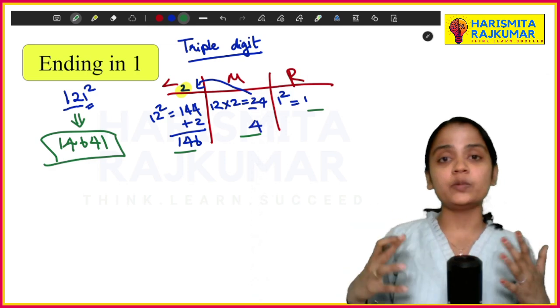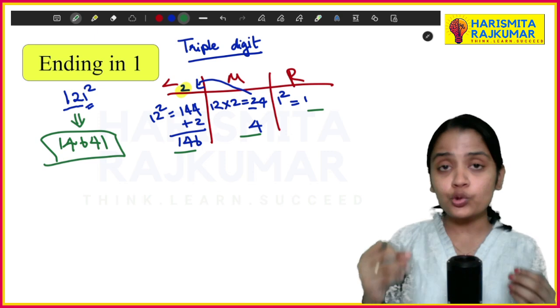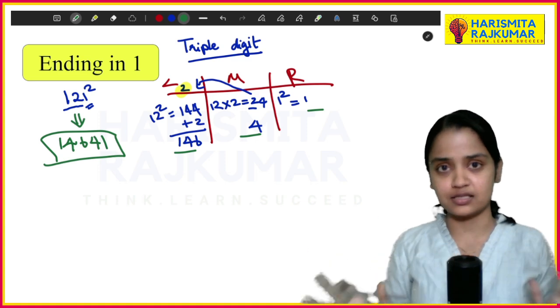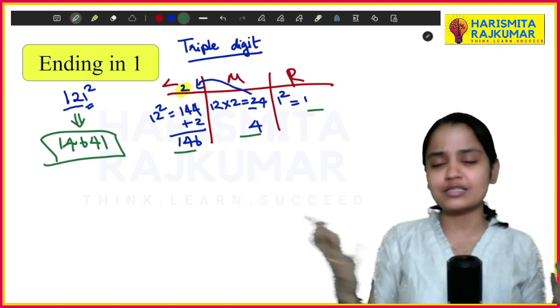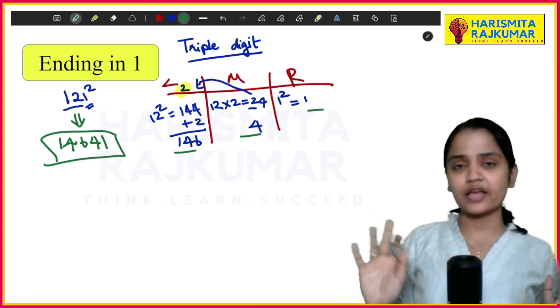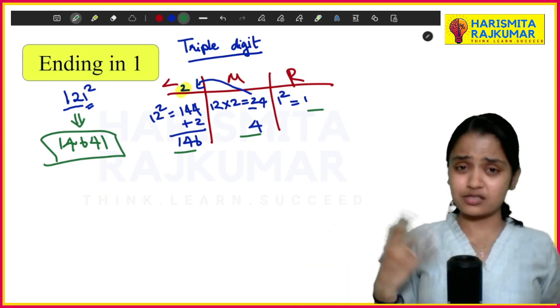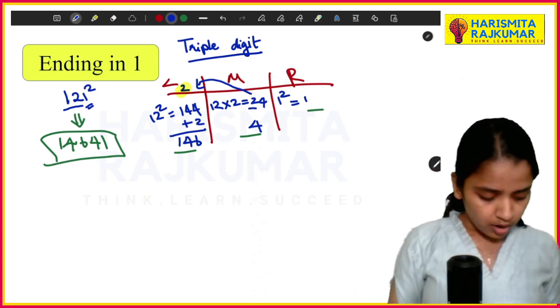So this is easy, right? Instead of solving with the normal multiplication method, you can just use this method and solve it quickly, in a fraction of a second. You just have to be thorough with the squares of numbers less than 20. If you're clear with that, these methods are really easy. Now next, let us do another example.